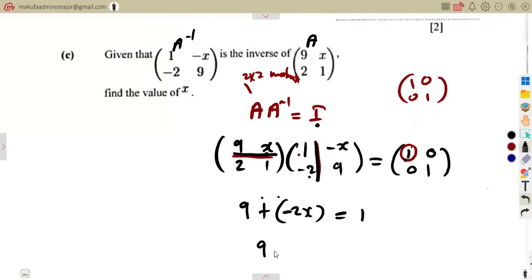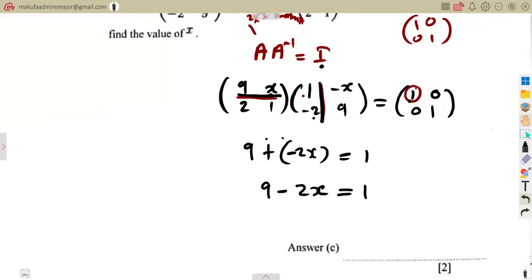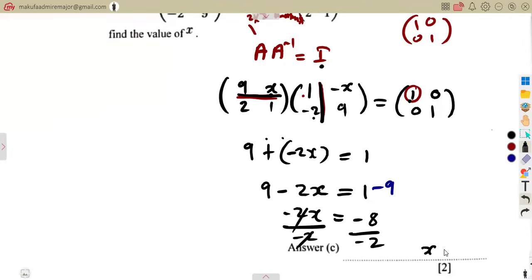Plus and minus, that's a minus. So 9 minus 2x is equal to 1. Let's solve for x. Minus 2x is equal to, transpose 9 to the other side, it becomes negative 1 minus 9, which is minus 8. Divide by negative 2 on both sides. So at the end, our x is going to be 4.